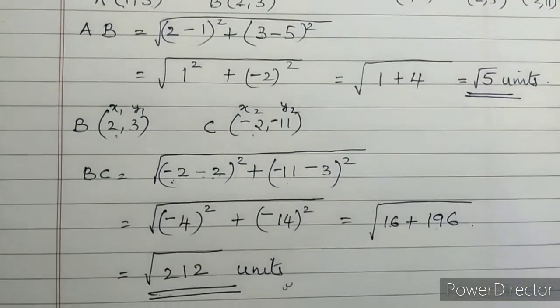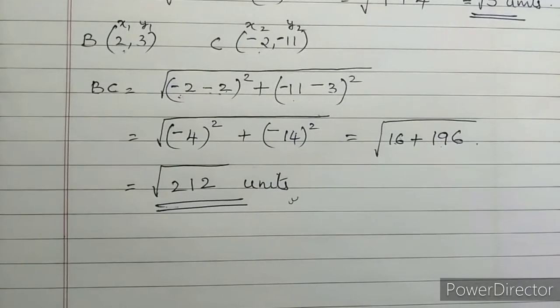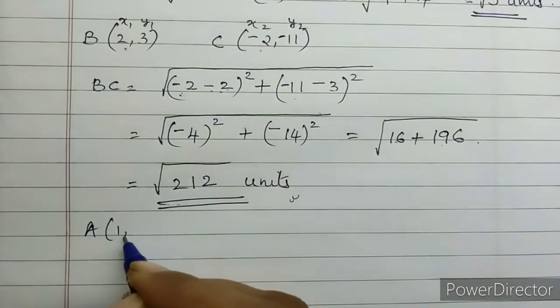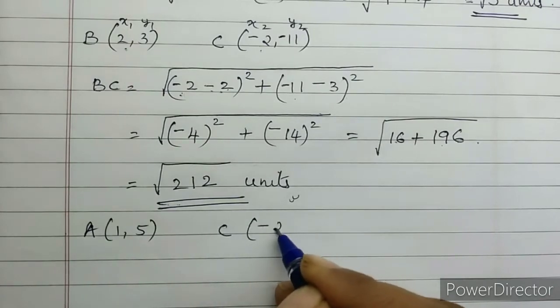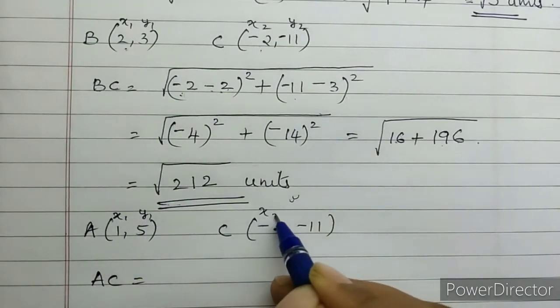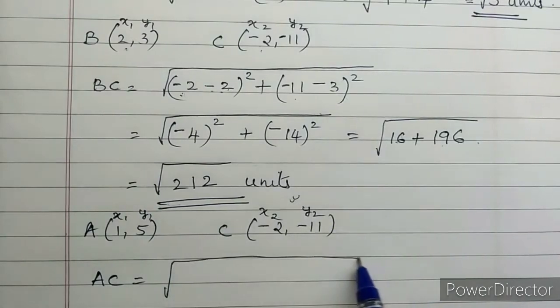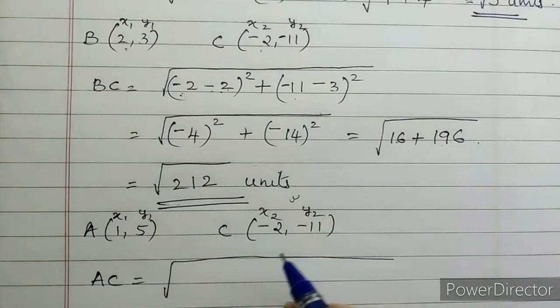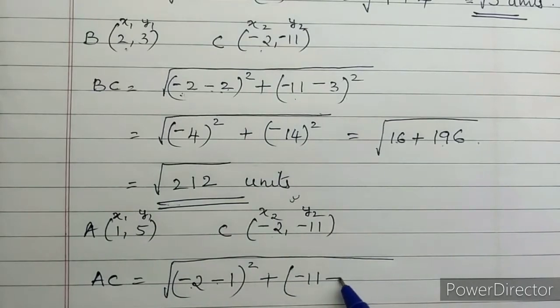So we will see that. A and C points you should take. So A, how much? It is 1, 5 and C is minus 2, minus 11. Now find AC equals, put x1, y1, x2, y2. Square root of x2 minus x1, how much will it come? x2 is minus 2, x1 is 1. So x2 minus x1 the whole square plus y2, minus 11, minus y1, 5, the whole square.